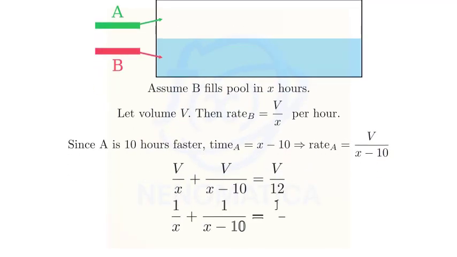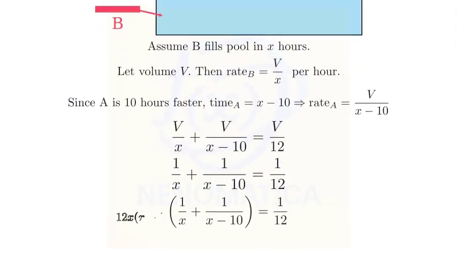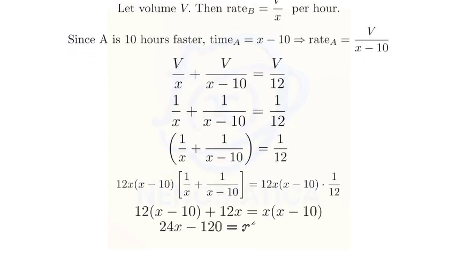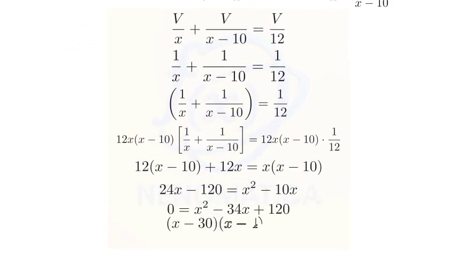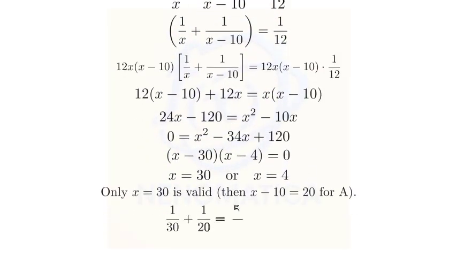Step 5. Divide both sides by V to simplify. We obtain 1 over X plus 1 over (X minus 10) equals 1 over 12. Step 6. Solve the equation. Multiply both sides by 12 times X times (X minus 10). That yields 12 times (X minus 10) plus 12X equals X times (X minus 10). Simplify to 24X minus 120 equals X squared minus 10X.